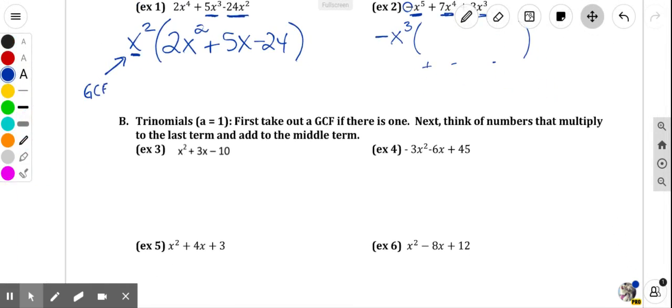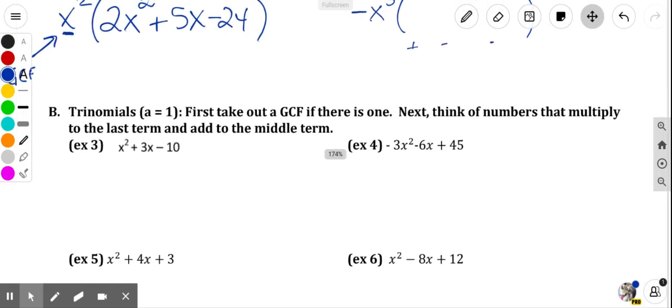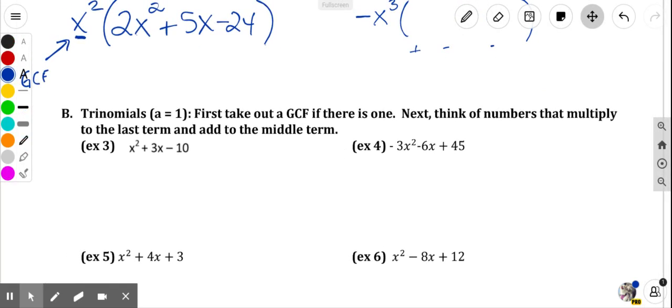Okay, the next section is trinomials when a is equal to 1. First, of course, you want to look for a GCF, but when you have trinomials where a is 1, you want to think about numbers that multiply to the last term and add to the middle term.